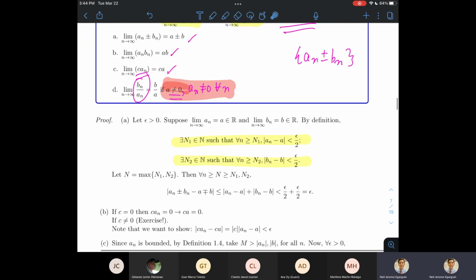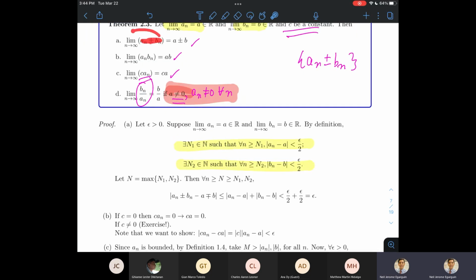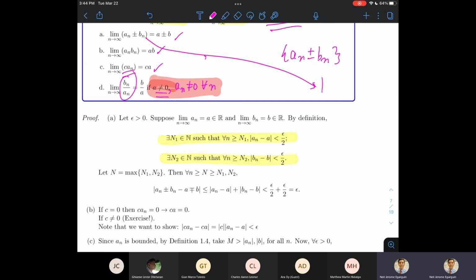Kasi di ba gusto kong i-prove ang limit na to ay equal kay A plus or minus B. If you're doing it by definition, then we need to investigate what happens, all right, to the absolute value. Oops, ito ko na siya isulat. Ang kailangan nating imbestigahan ay yung absolute value ng AN plus or minus BN. Yan yung terms dun sa new sequence natin. Minus yung kiniklaim na limit. Ang kiniklaim na limit ay A plus or minus B, so minus A plus or minus B.